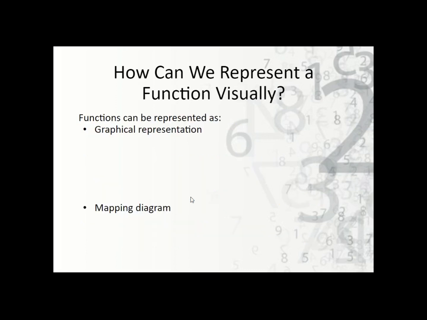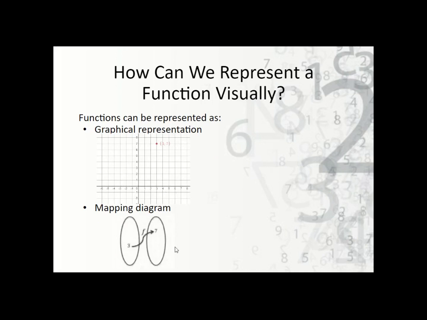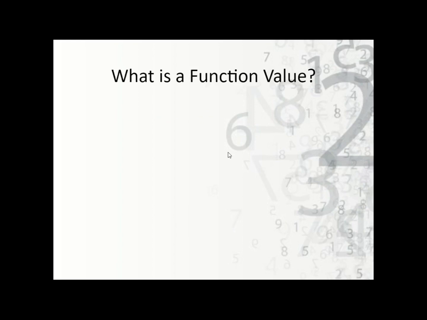We can also do it visually, so we could do it graphically. We could have a point here, (3, 7), on the graph. Or we could do a mapping diagram that looks like this, where we have 3 being mapped to 7 by an arrow. Now, what is a function value?